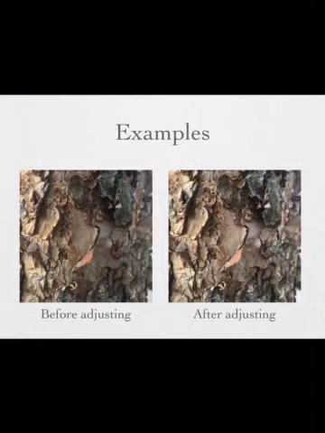Here are my examples. Before adjusting, I just took a random shot of a river birch on the left. On the right is after I adjusted the photo a little bit. You can see there's more texture that shows up and it's a little bit more clear.